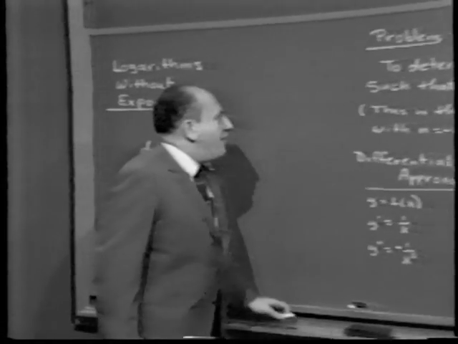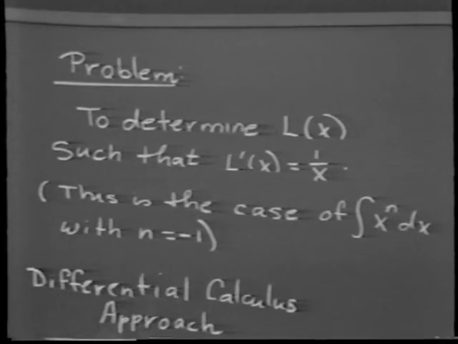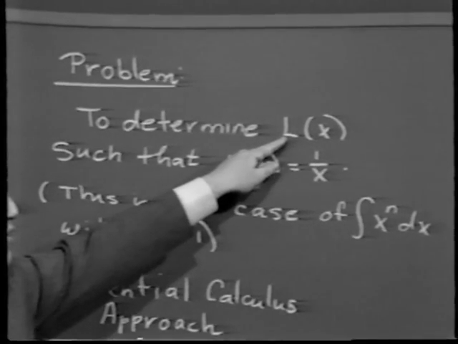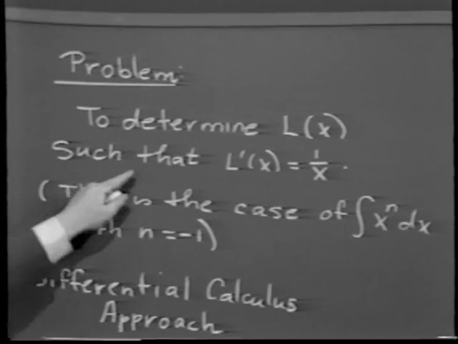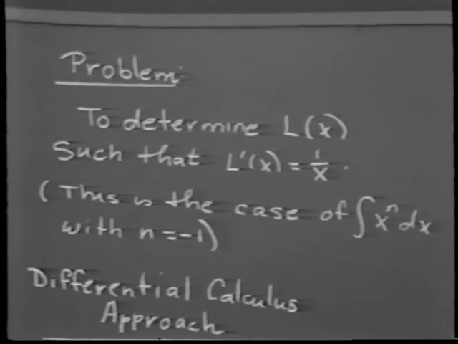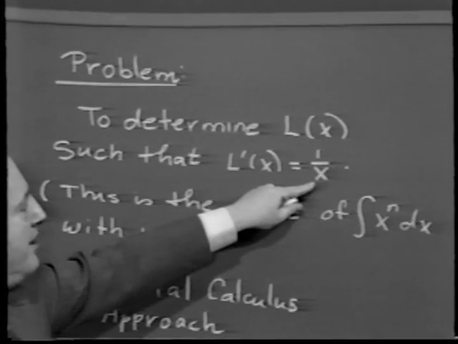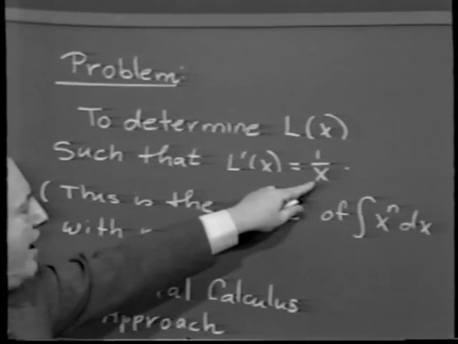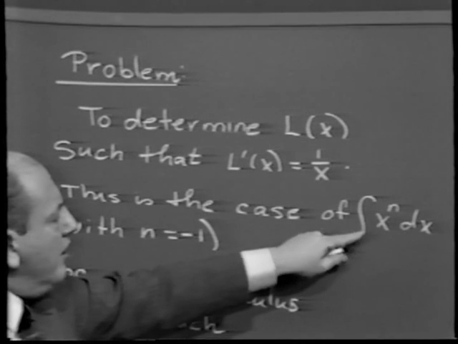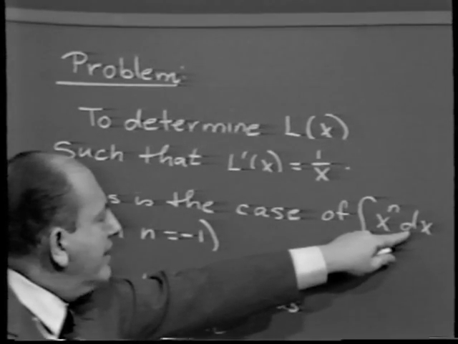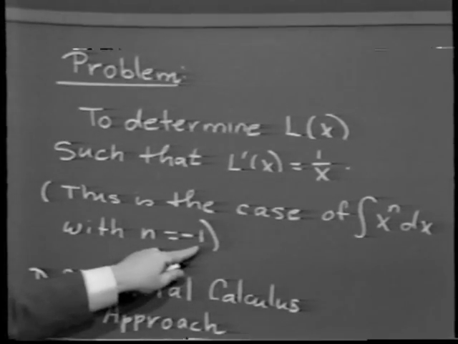At any rate, focusing our attention on the problem, the question is this: to determine a function, which I'll call capital L of x, the L sort of forewarning us that we will somehow get a logarithm out of this, such that L prime of x is 1 over x. What I want you to notice is that if you write 1 over x in exponential form, as x to the minus 1, then to solve this problem, L of x would be the integral of x to the minus 1 dx. In other words, this is the case of the integral of x to the n dx with n equal to minus 1.